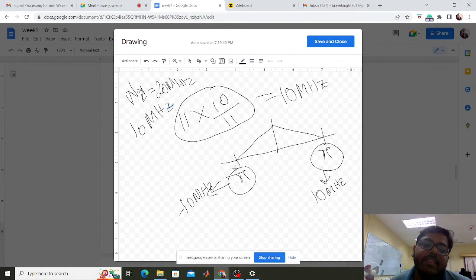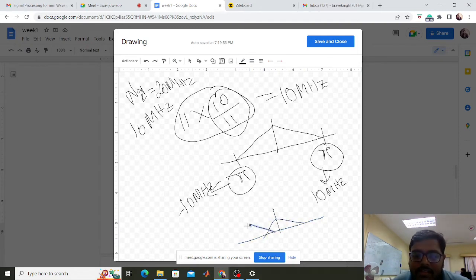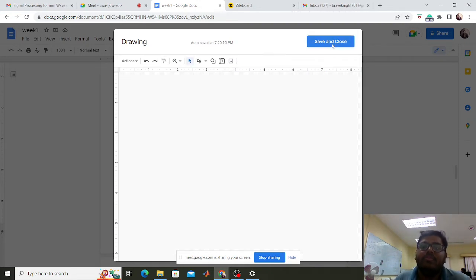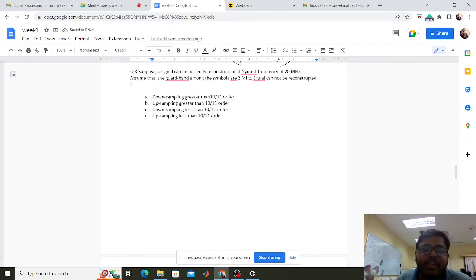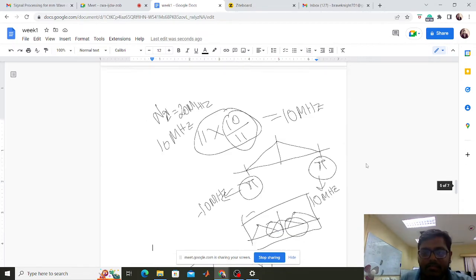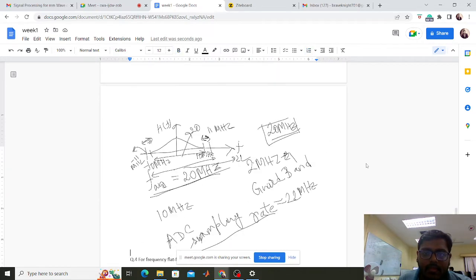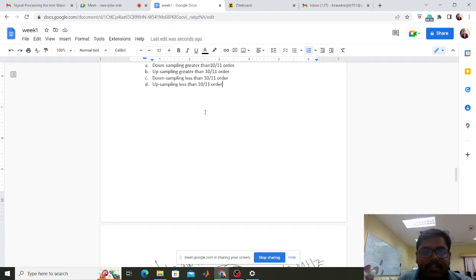So if I downsample more, by a factor greater than 10 by 11, what will happen? This signal will be aliased with the other part; more than this, then the aliasing will come here. If this aliasing happens, we cannot reconstruct the signal again, right? So the signal cannot be reconstructed if the downsampling is greater than 10 by 11 order. This is the answer, as we discussed. So what will be the right answer here? Option A.